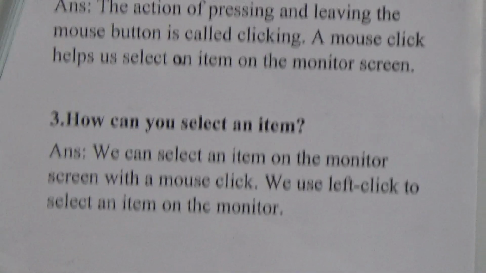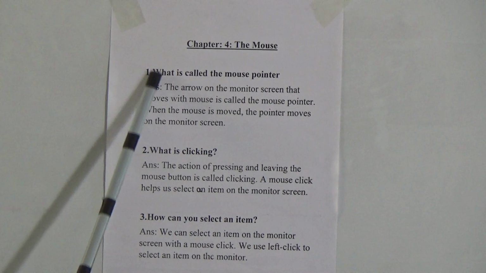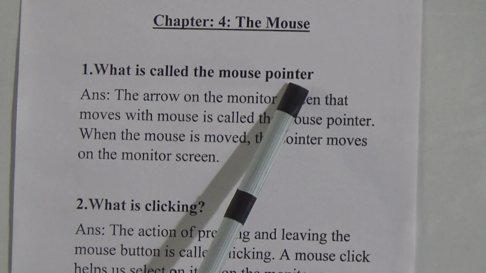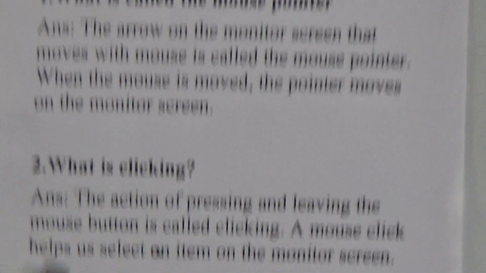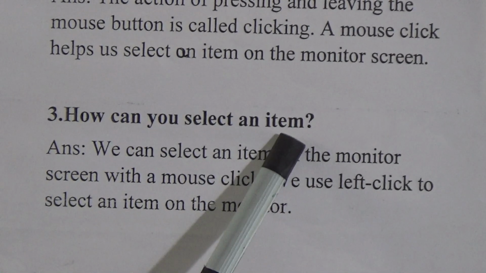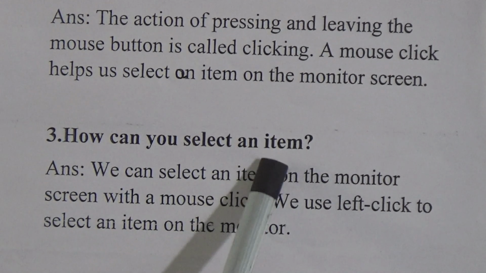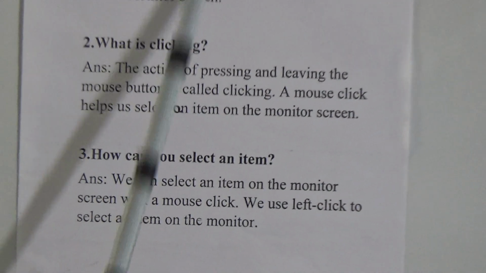So dear students, here are 3 questions given from chapter 4, the mouse. Question number 1, what is called the mouse pointer? Question number 2, what is clicking? And question number 3, how can we select an item? Pick up the questions from chapter 4 and the answers also.